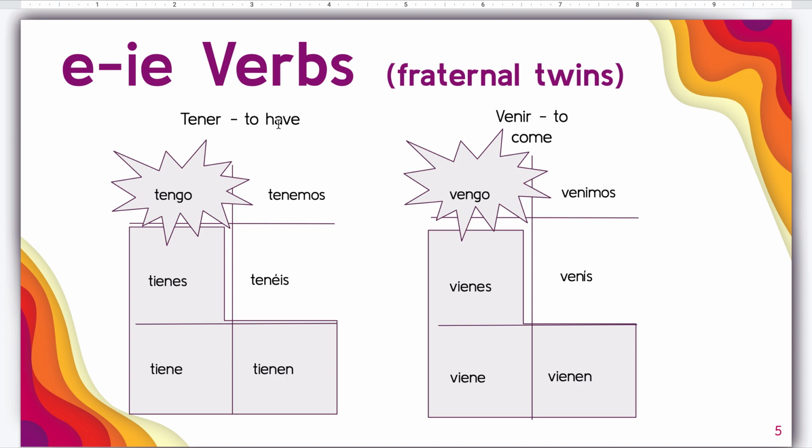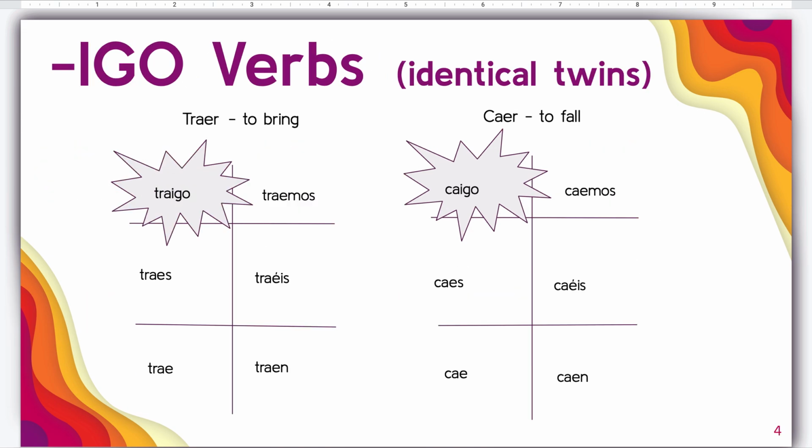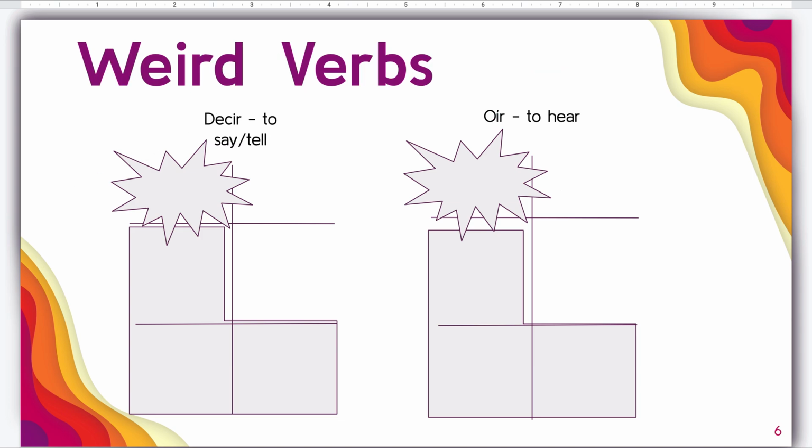Okay, so that's your fraternal twins. We had the identical twins before, which are right here, traer and caer. And then we had the fraternal twins, which are tener and venir. The last two go verbs, I just call them weird verbs because that's just kind of how they are. So let me just conjugate them for you so you can see how they are so weird.